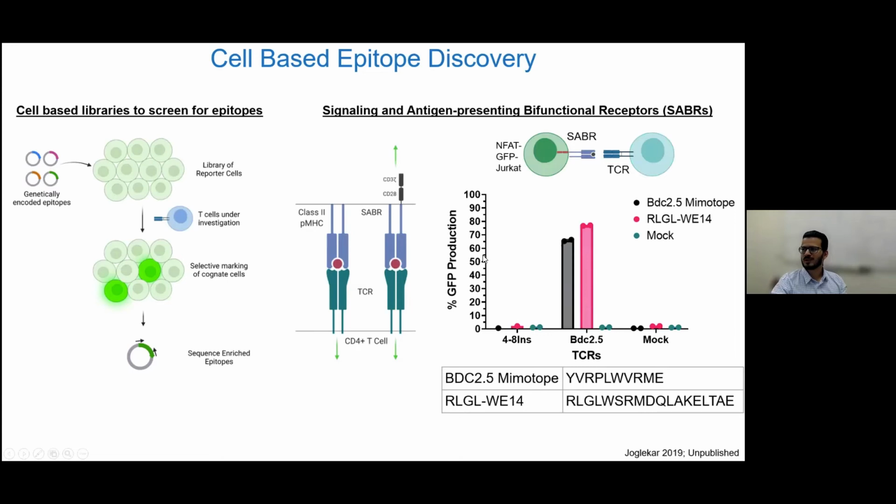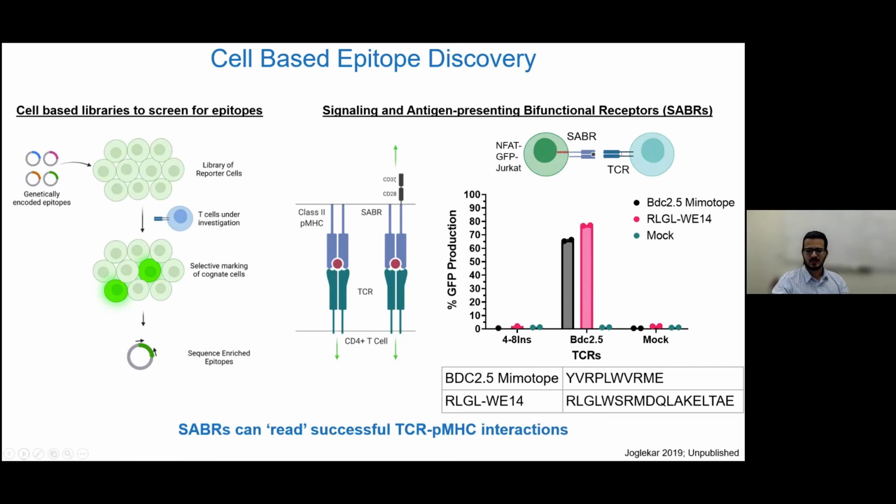First, of course, we showed that SABRs work. So here we're looking at GFP expression as a result of this signaling. And then we can see that when we have the right combination of a TCR along with its epitopes. So here are two different epitopes that are recognized by a TCR called BDC2.5, whereas a negative control TCR, 4-8 insulin, cannot recognize those epitopes. And we see that only when we have the right combination of the TCR and epitope, we get a detectable signal.